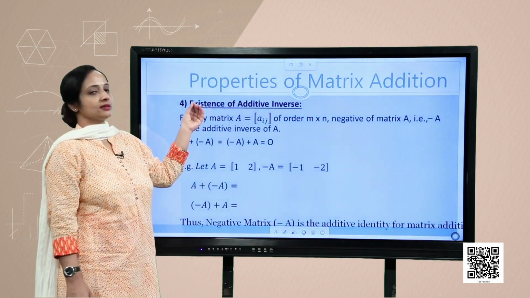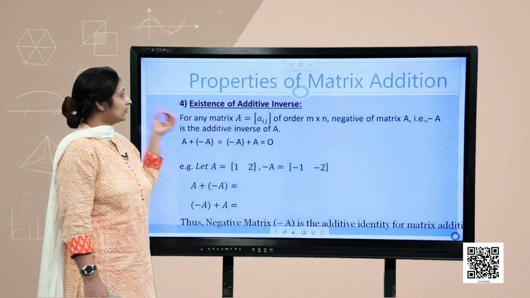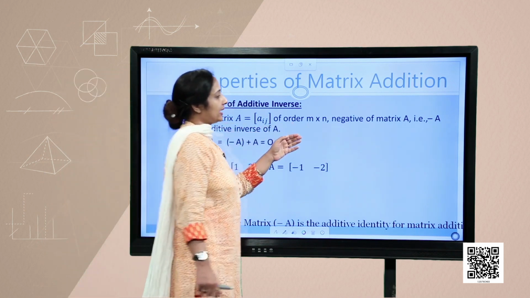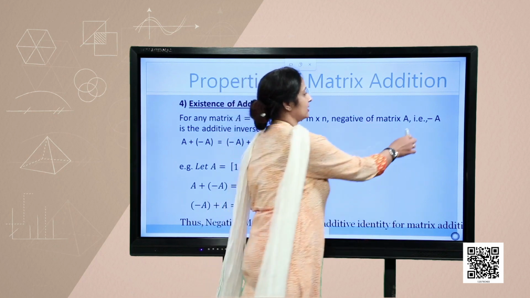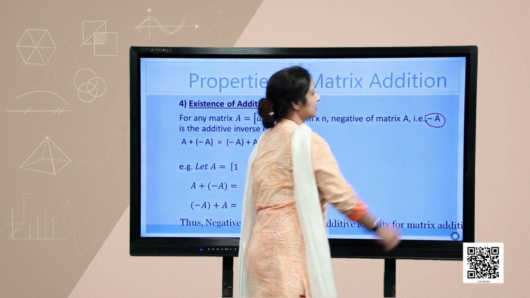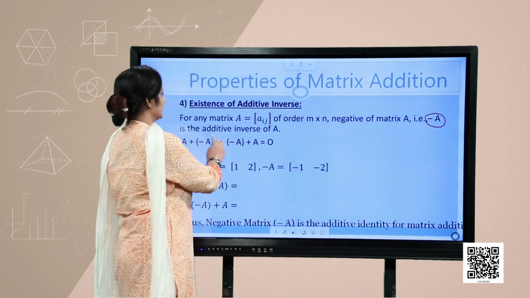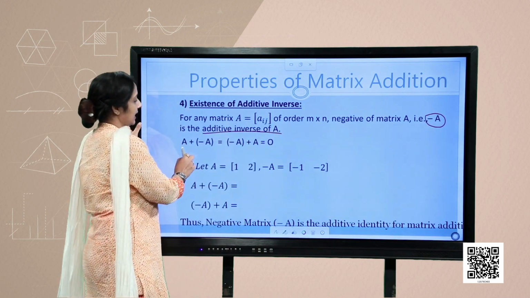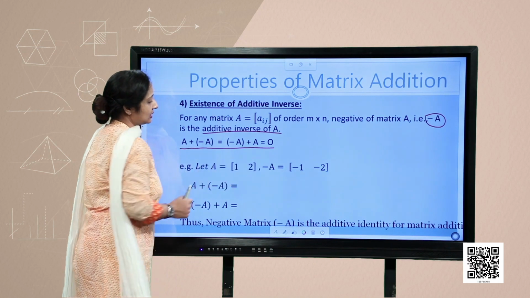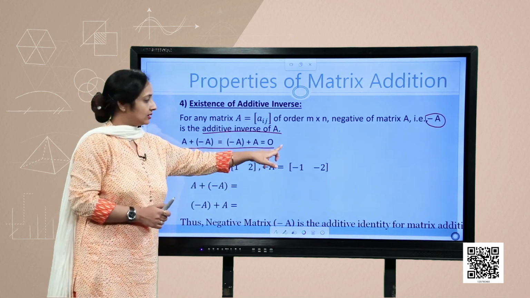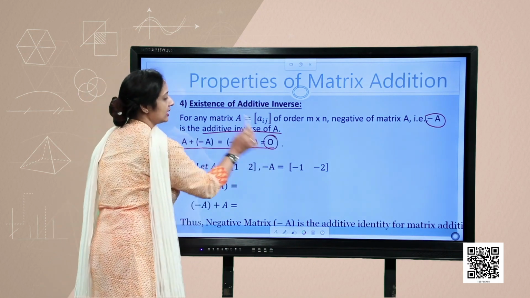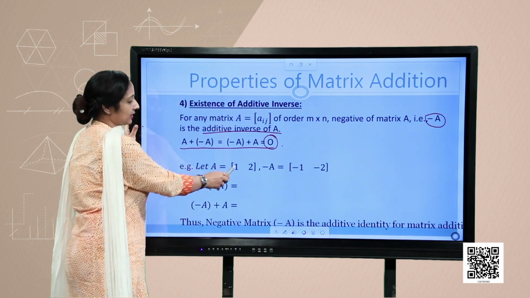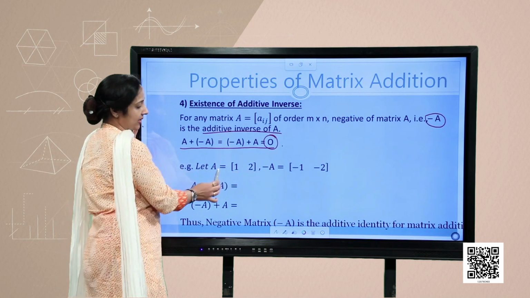Next property is existence of additive inverse. So, for any matrix A of order m by n, the negative of matrix A, which is denoted by minus A, is known as the additive inverse of A. That means A plus minus A is equal to minus A plus A, which is giving me the null matrix, the additive identity.